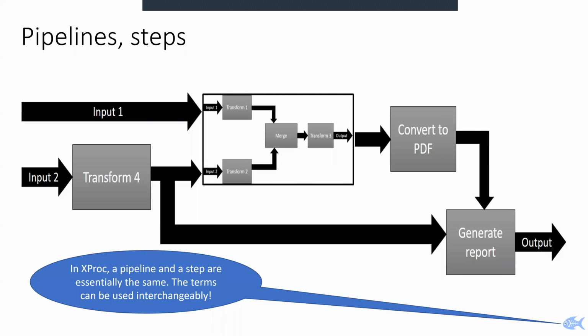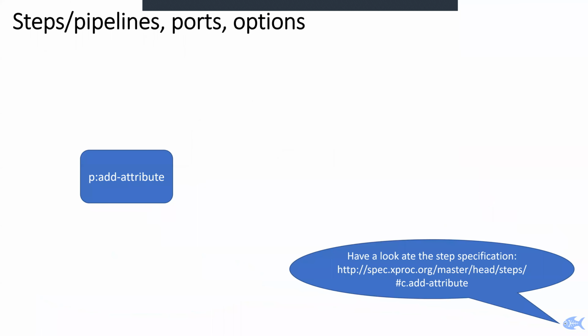What are important concepts of steps? And I will do that with an example of the p-add attribute step. This is a standard step in the standard step library. And as you will probably guess, it adds an attribute to an element. So what happens here? What are important things here?